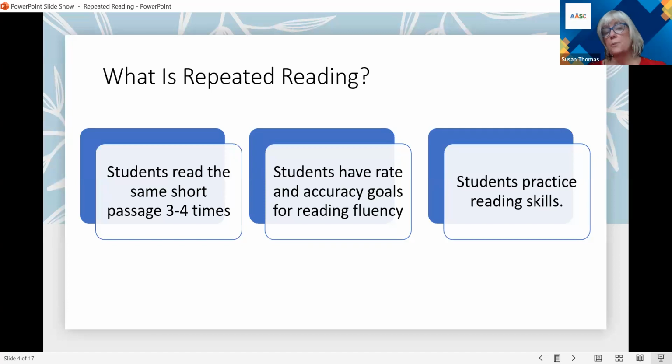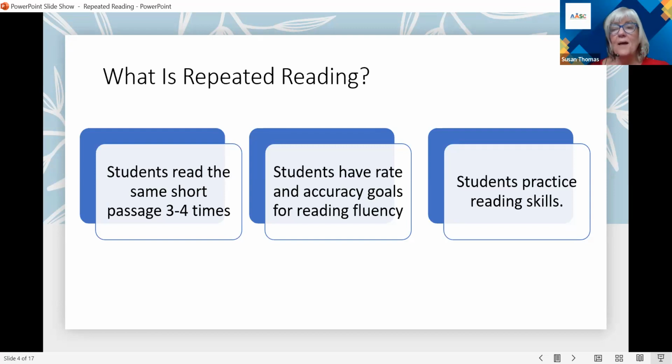So what is a repeated reading? It's just what it sounds like. Students read the same short passage 3 to 4 times. They set goals for rate and accuracy for the reading fluency of that passage so that each time they can see some improvement, and they're practicing their reading skills.